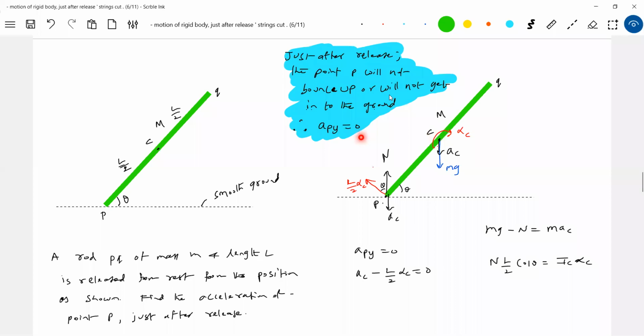Sir, it's L by 2 alpha C cos theta, no, sir? I didn't write. Yeah, this one, cos theta. Yeah, fine. Should be equal to 0.